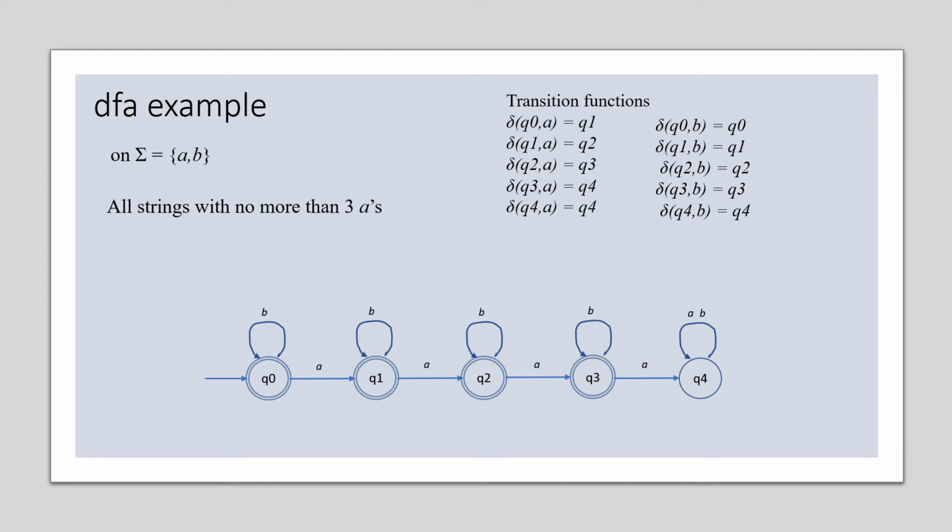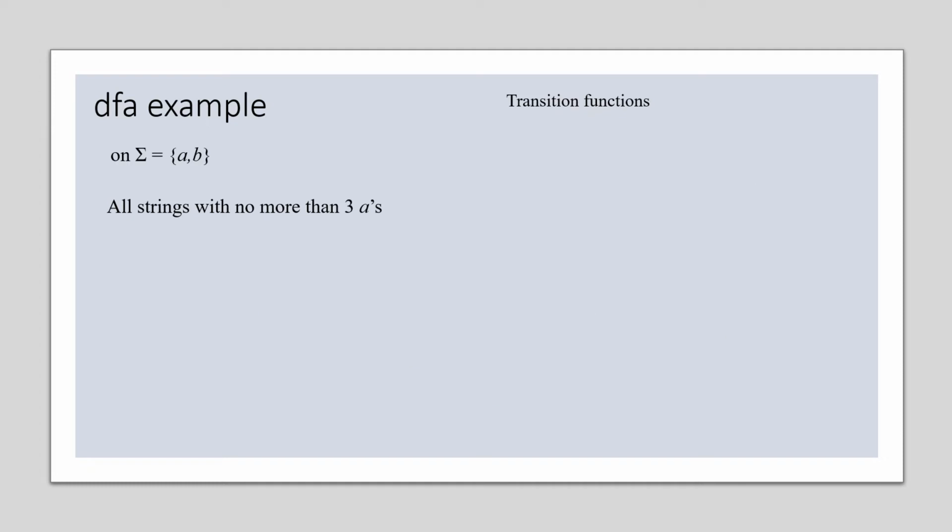All right, this is what the DFA looks like, and these are the transition functions, and now we're going to construct it one by one, each state one by one. We start out with our initial state, which is Q0. Now Q0 has a double ring around the circle because it is an accepting state. If you have a language in which all strings with no more than 3 A's are accepted, that means a string with no A's would be accepted, right?